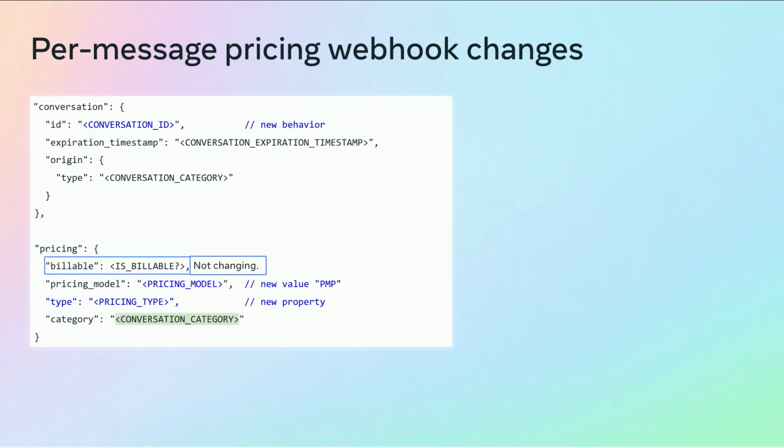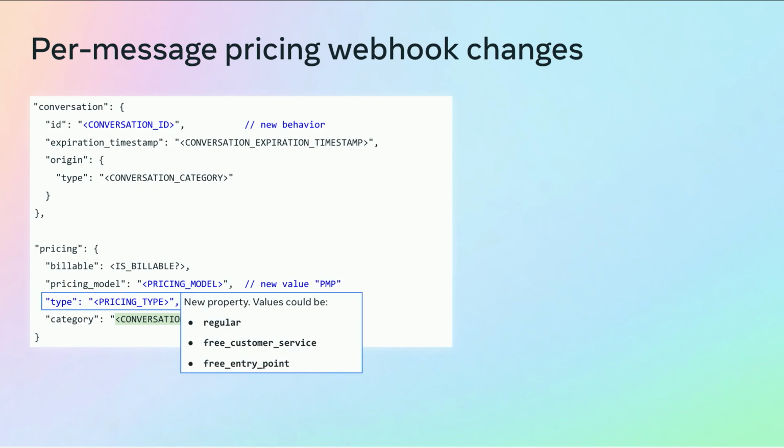Now, under the pricing object, the billable field is not changing. However, the billable property will be deprecated in a future versioned release, so we recommend that you start using pricing.type and pricing.category together to determine if a message is billable, and if so, its billing rate. For the pricing model parameter, there's a new PMP value, indicating the per message pricing applies.